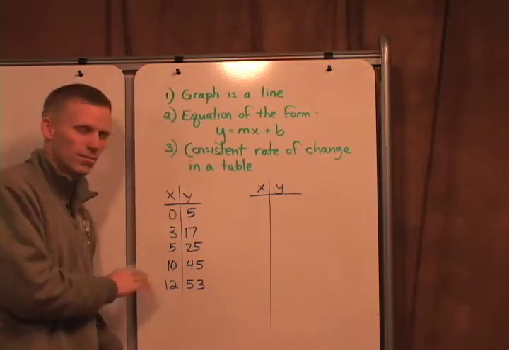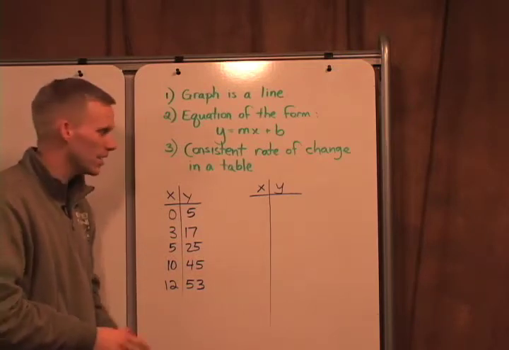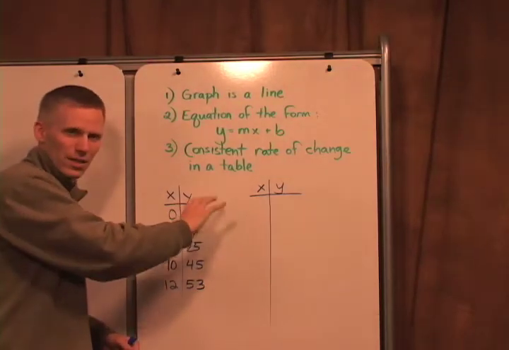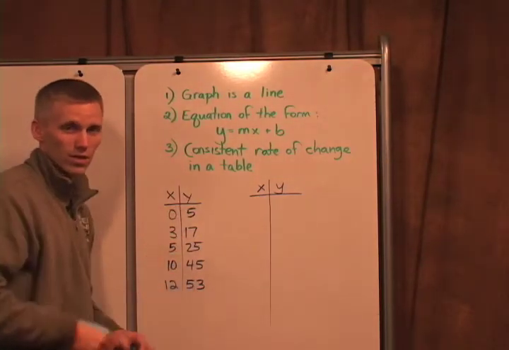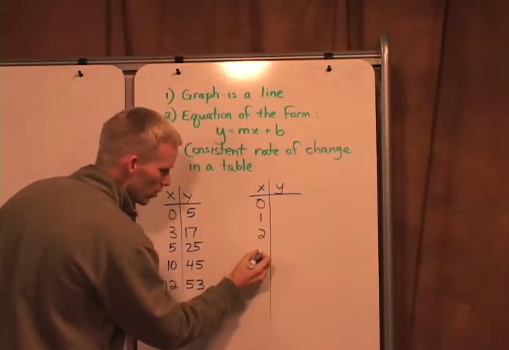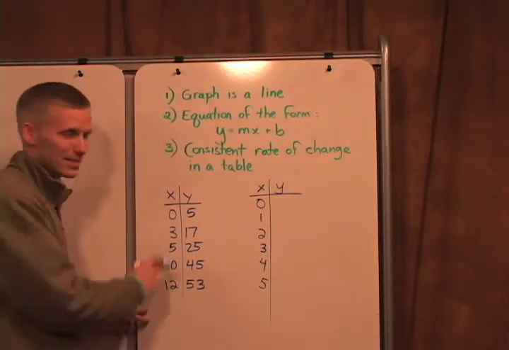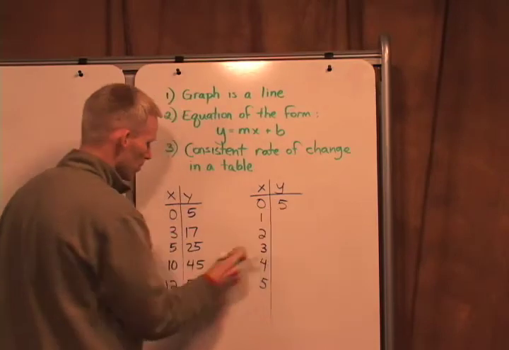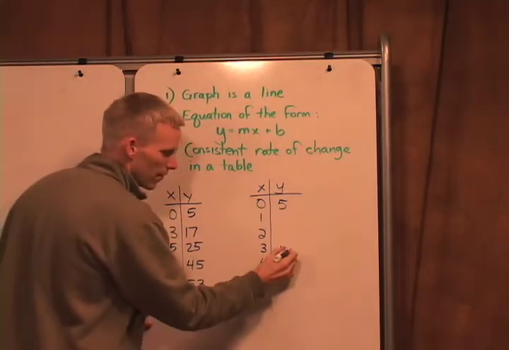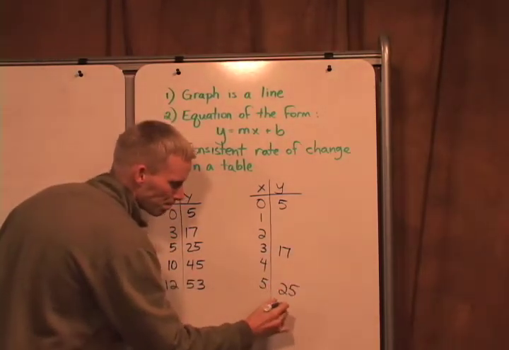In order to tell if something's linear or not, it's very, very handy to have those x values going up by 1. So I would suggest taking what we know and putting it in a table and kind of filling in the blanks of what we don't know. So I'm going to copy 0, 1, 2, 3, 4, 5. Okay, we know what's happening at 0, it's 5. We don't know 1, we don't know 2, we do know 3. 3 is 17, and we do know 5, that's 25.